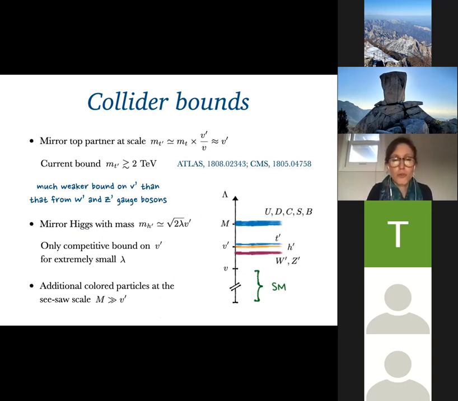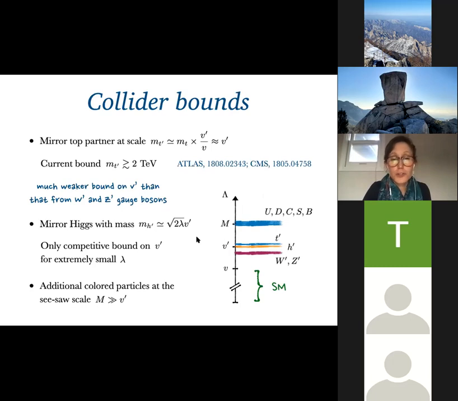Bounds coming from all other particles are substantially weaker. So another irreducible feature of these models is the presence of a top partner at the scale V prime, at the parity breaking scale. But current bounds on additional color particles are a lot weaker, and they are certainly not competitive with the bound on V prime that we find from W prime and Z primes.